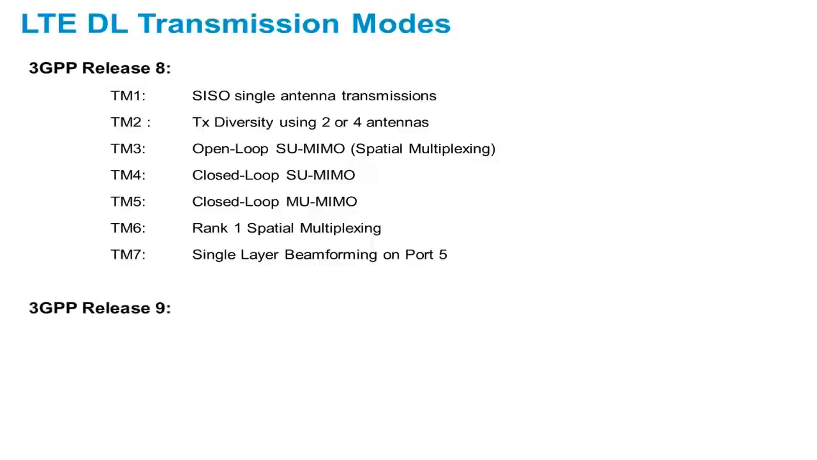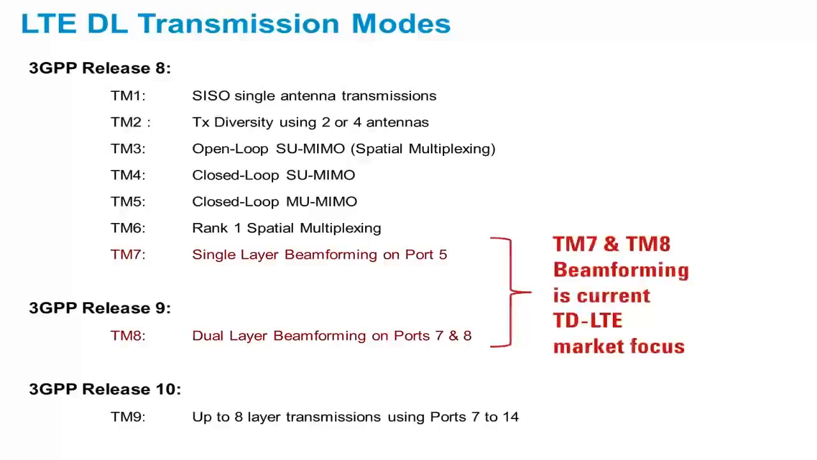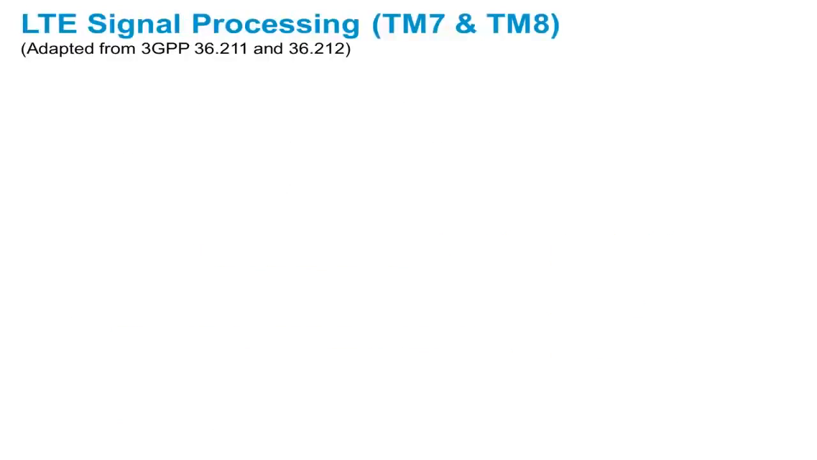Release 9 introduced transmission mode 8, supporting dual layer beamforming on ports 7 and 8. And finally, Release 10 introduced transmission mode 9, supporting up to 8 layer transmissions. For today's discussion, we will focus on transmission modes 7 and 8, which are currently the main development focus for initial TD-LTE market deployments. Now let's summarize the LTE-defined downlink signal processing flow, specifically from a transmission mode 7 and 8 perspective.